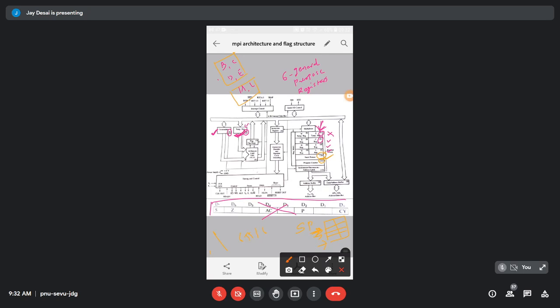Program counter stores the location of the next instruction to be fetched. So what is the benefit of this? When the processor completes its current execution, it straight away jumps to the location which the program counter stored and starts the execution of that particular instruction which is stored at that particular location.